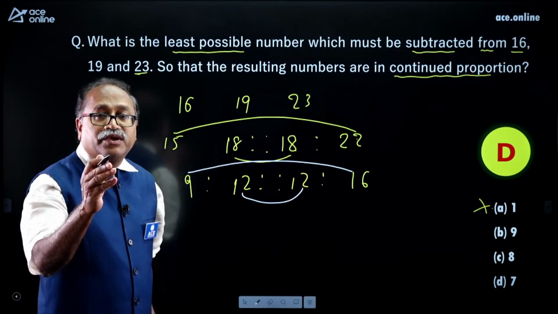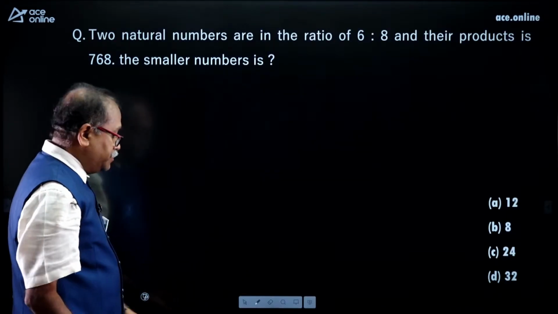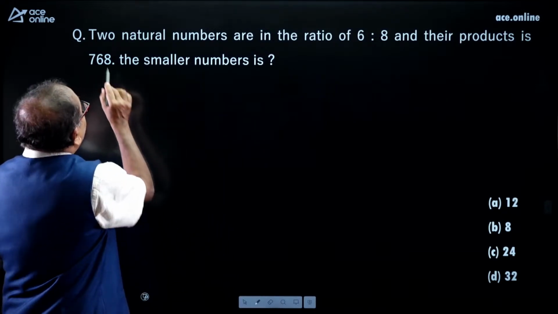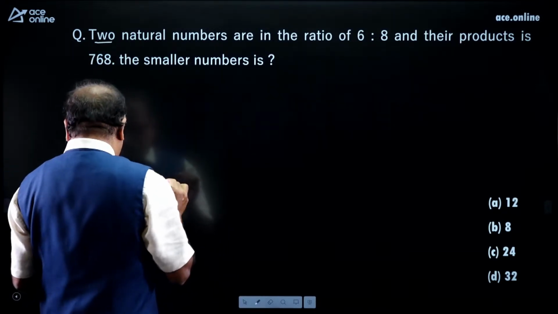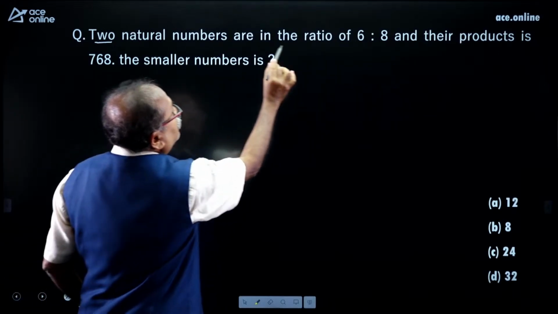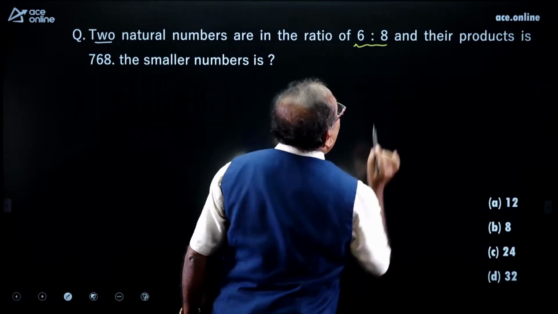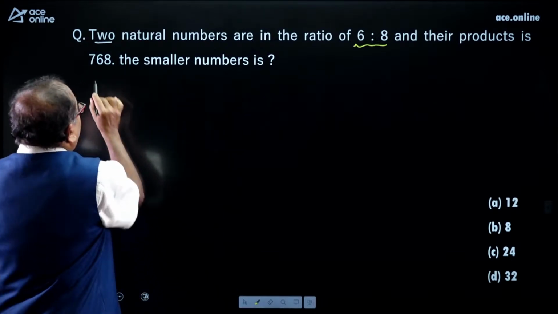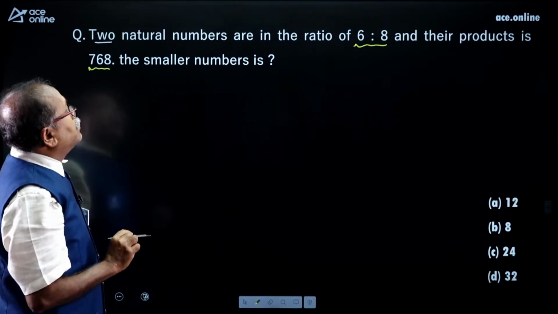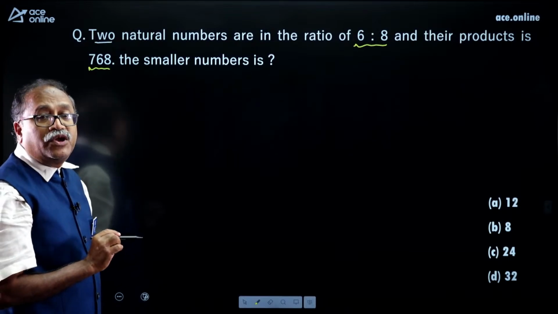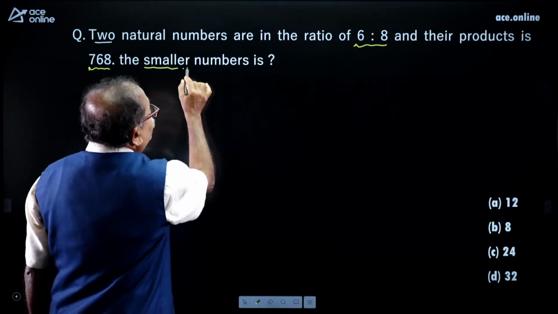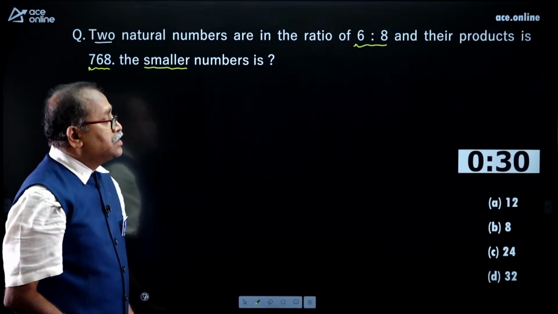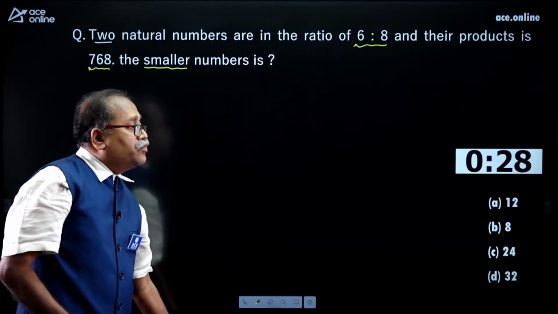Next question on the board is this. Get ready. Let us read the question first. The two natural numbers are in the ratio 6:8, and the product of the numbers is 768. Then find the smaller number. Very frequently asked question. Come on, my friends, your 30 seconds starts now.